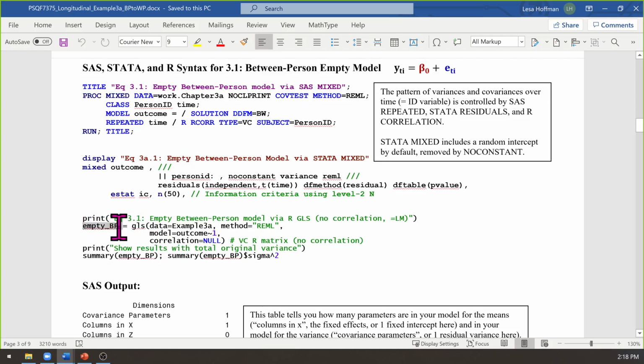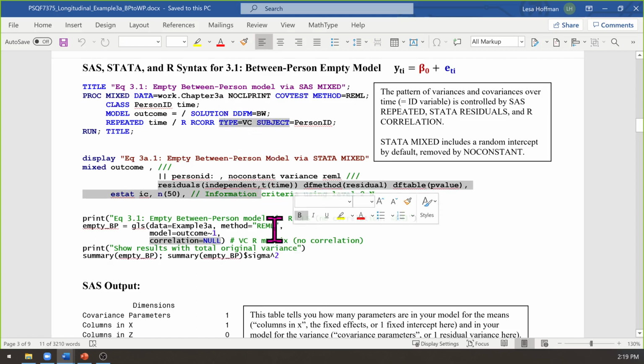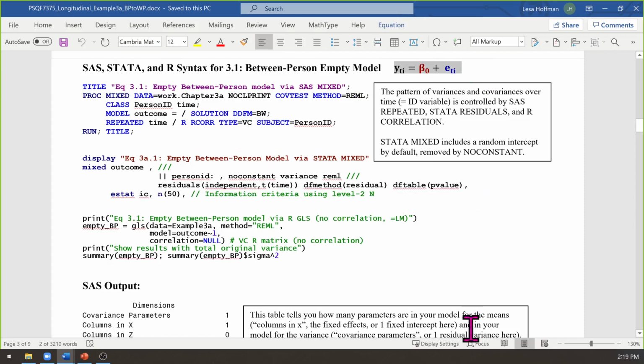I am naming an object that saves all of the R output from this function. Model is outcome, and then the tilde is actually the equal sign, with a 1, meaning I just have a fixed intercept. Correlation equals null means I have no correlation between the e's. The e's have a homogeneous variance across all observations by default, and to change that, there's another command that we will use in the next example. To make it actually print the results, you have to use summary. So correlation equals null corresponds to residuals independent, which corresponds to type equals VC.